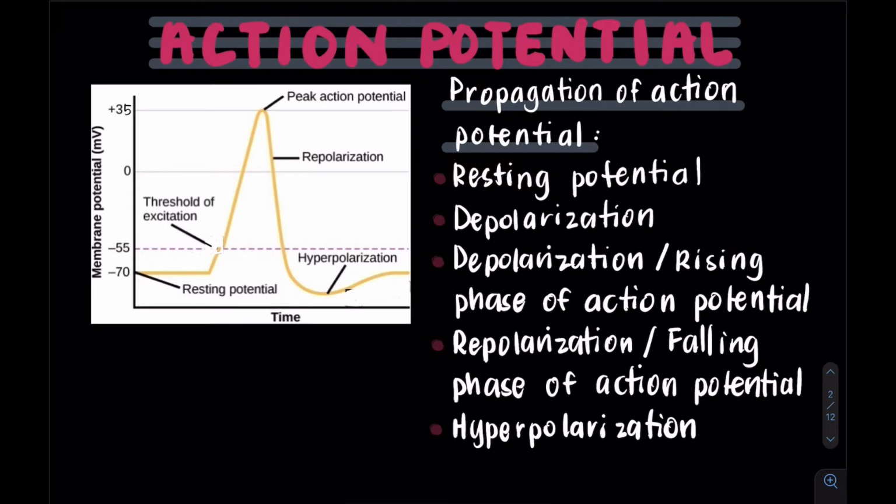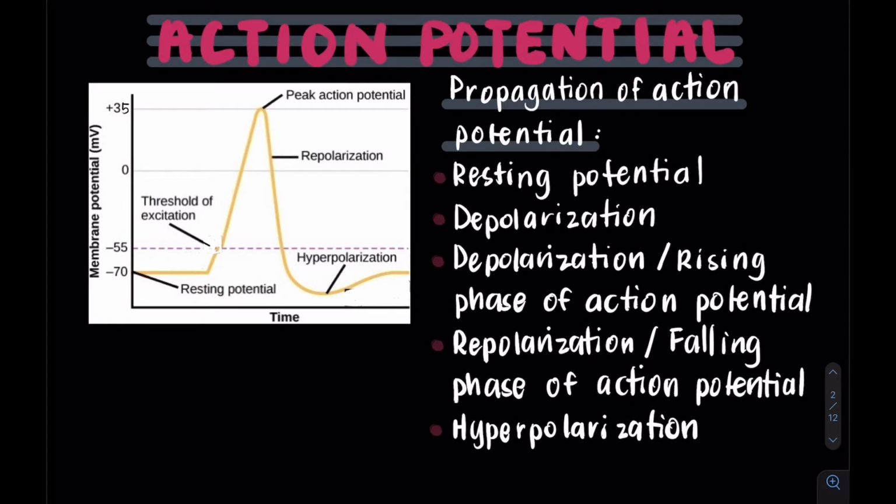Propagation of action potential is the transmission of impulse along axon. The propagation of action potential can be divided into 5 phases, which are resting potential, depolarization or threshold, depolarization or rising phase of action potential, repolarization or falling phase of action potential, and hyperpolarization or undershoot.